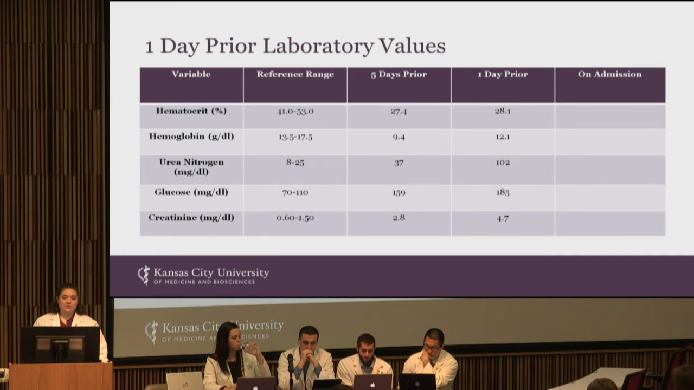1 day prior to admission, laboratory values showed still a decrease in hematocrit and hemoglobin levels, as well as an increase in urea nitrogen, glucose, and creatinine. At this point, his BUN creatinine ratio was 22. At this point, a renal biopsy was done, the results of which we will be discussing later.